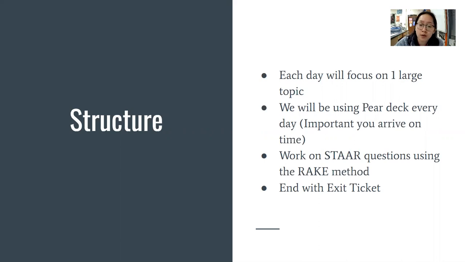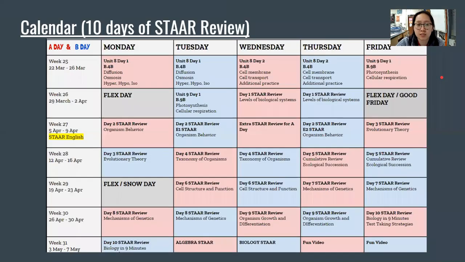You're going to use the link to the Pear Deck and this video to help you fill out at least this assignment for review. At the end, you're going to be working on the STAAR questions using the Rake method, and I will go over that with you in this video. There is an exit ticket at the end of every single review day that summarizes and helps you reevaluate everything you're going to need to know on the material for the day. It's helpful because they're STAAR test questions from the past, so you'll get used to the format of the test and how the information is presented.